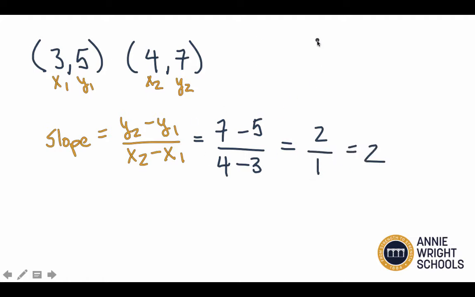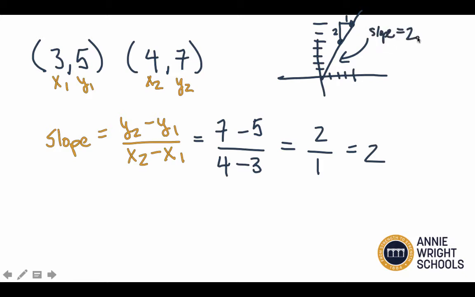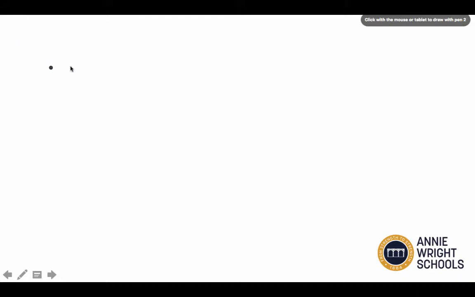If I graph those 2 points on a coordinate plane, 3, 5, right here, 4, 7, right here, I'm going up 2 over 1, and if I connect those 2 points with the line, that line has a slope of 2. Now, I've been writing slope equals. We have an abbreviation for slope, and it's the letter M. And you may be asking, why are we using M for slope?